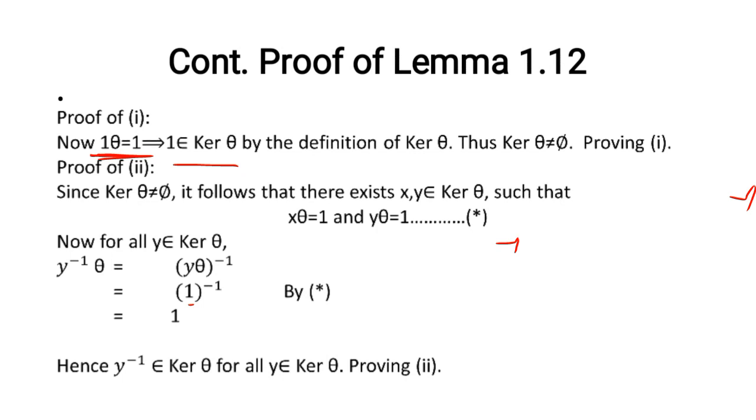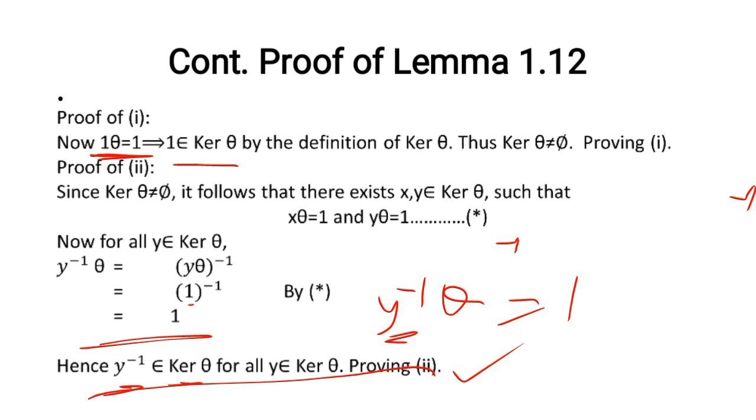That's just 1. So automatically we have shown that y inverse is taken to 1, and therefore y inverse lies in the kernel because the kernel of theta collects everything mapped to 1. So we proved the second identity.